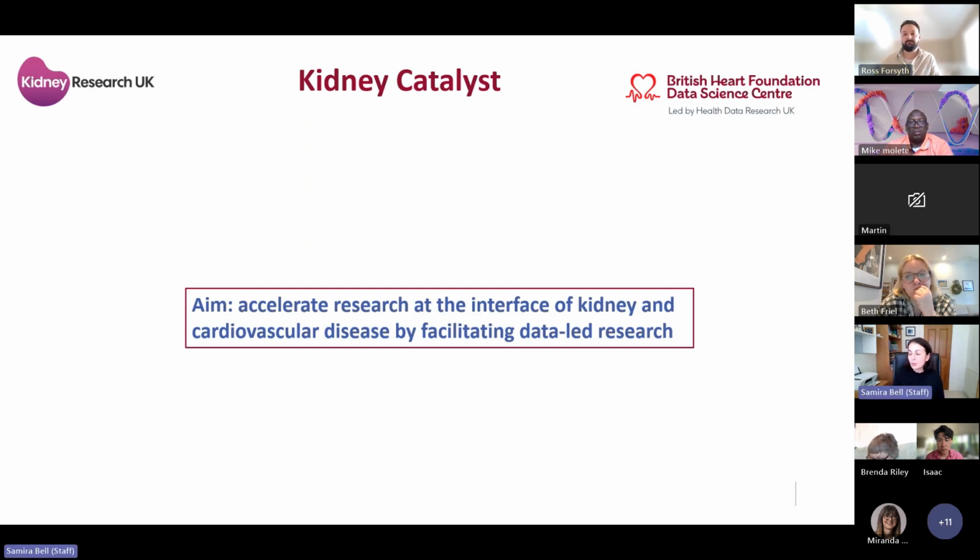Okay, thanks, Ross. So the Kidney Catalyst was made possible by funding by the Kidney Research UK, and it started last June, so we're almost a year into it. And really the aim was to accelerate research at the interface of kidney and cardiovascular disease. So cardiovascular disease is a very important condition that affects many kidney patients, but also kidney patients are more likely to develop cardiovascular disease, and cardiovascular disease can lead to kidney disease. So they're very closely interrelated.